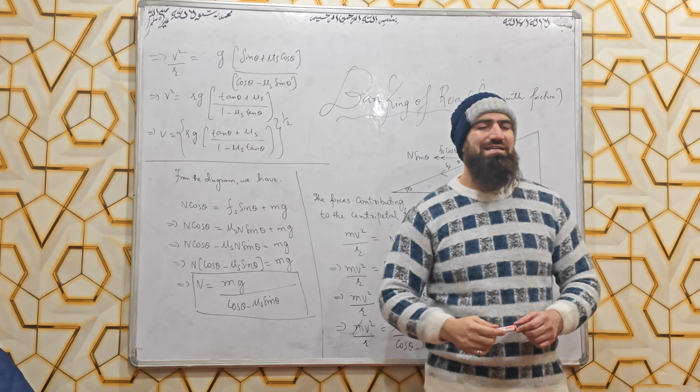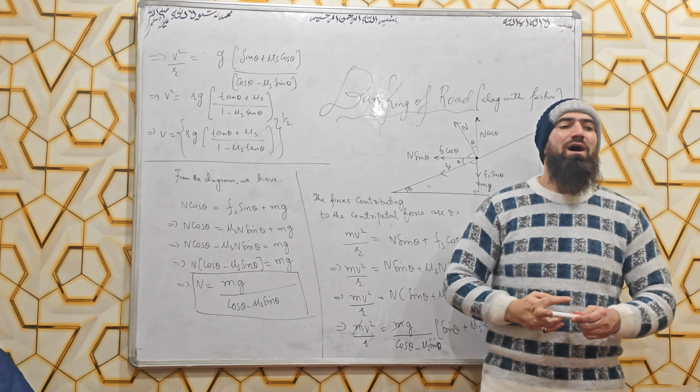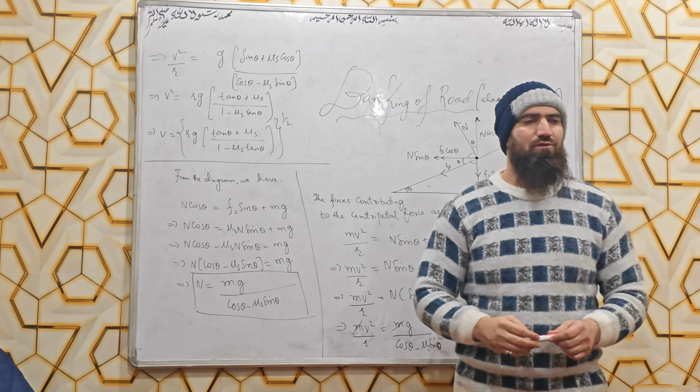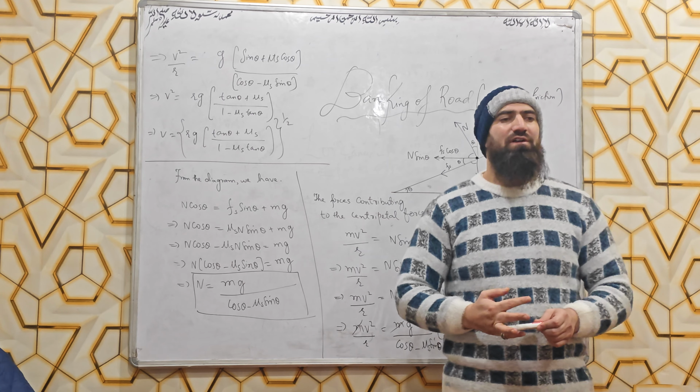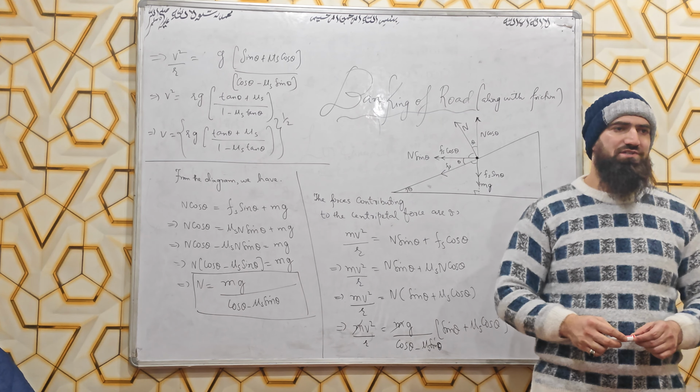That is the expression for the maximum velocity that a body can have while being on a super elevated road at an angle theta with the friction, in which the coefficient of static friction is mu s.